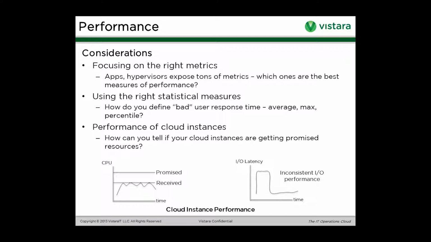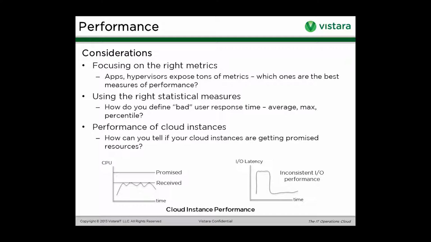And to get into some of the considerations in measuring performance, you need to think about a few things here. So, are you focusing on the right metrics? Applications or operating systems or hypervisors expose literally hundreds of metrics, and only a few of them really capture the performance side of the equation and really matter. And so it's a challenge to figure out among the hundreds of metrics which ones really help you answer your question. Right? Am I getting good performance? So there's a challenge there.